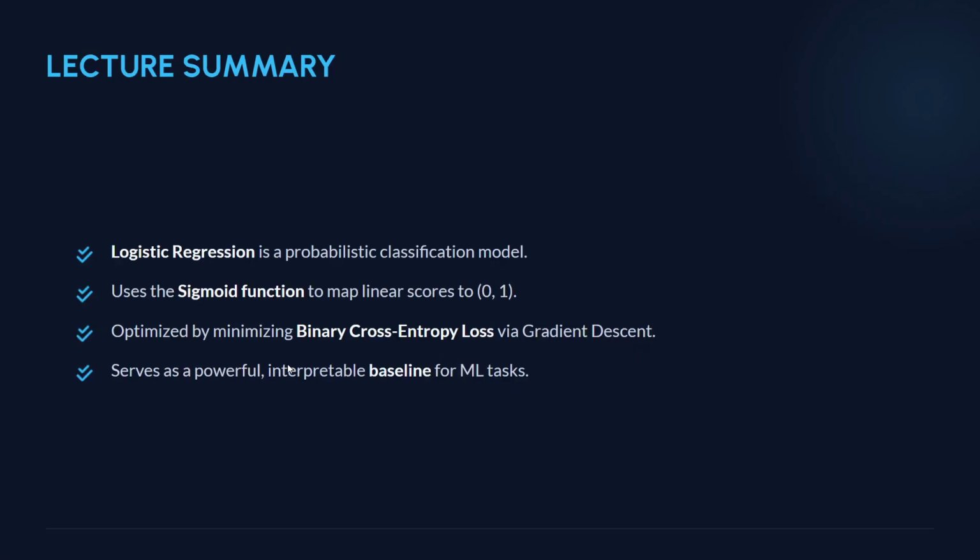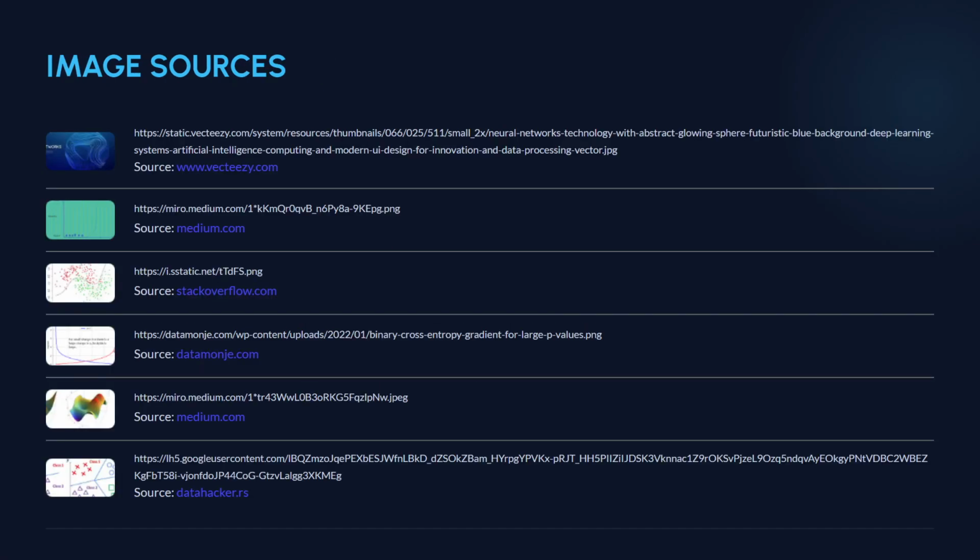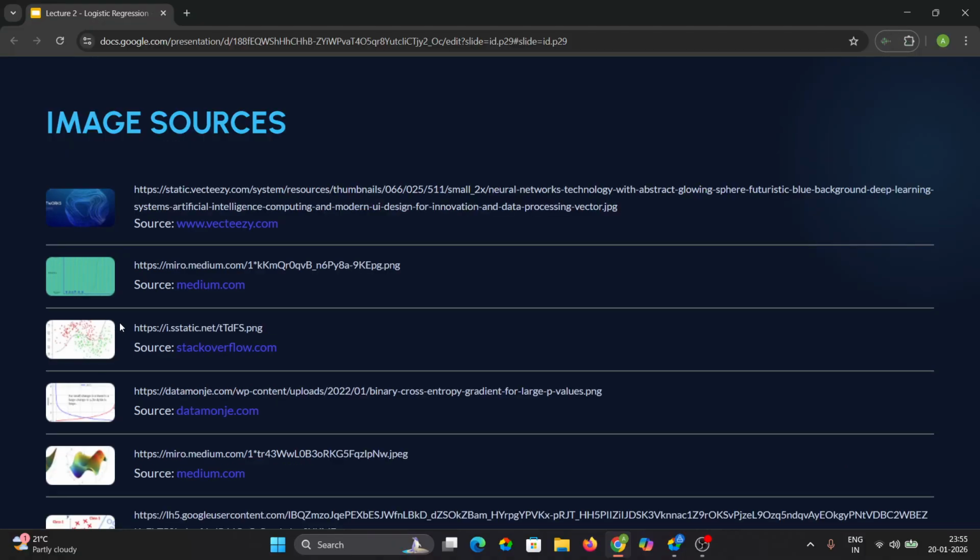The lecture summary: logistic regression is a probabilistic classification model that uses the sigmoid function to map linear scores to 0 to 1, optimized by minimizing binary cross-entropy loss through gradient descent, and serves as a powerful, interpretable baseline for ML tasks. These are the image sources.